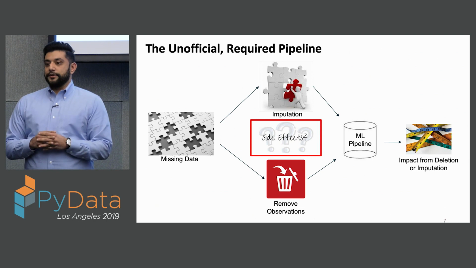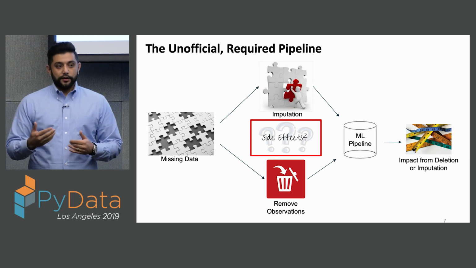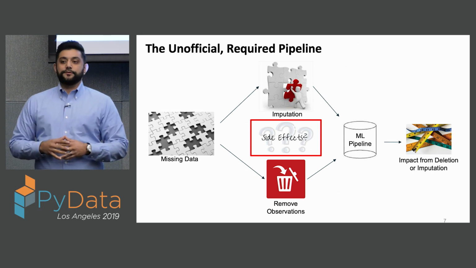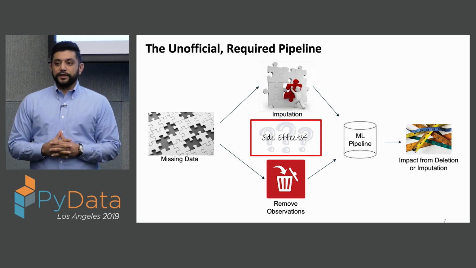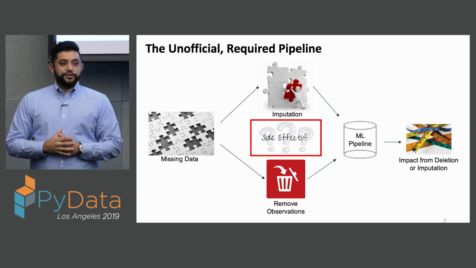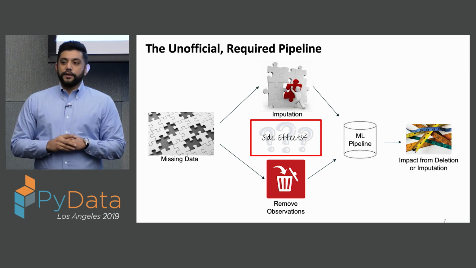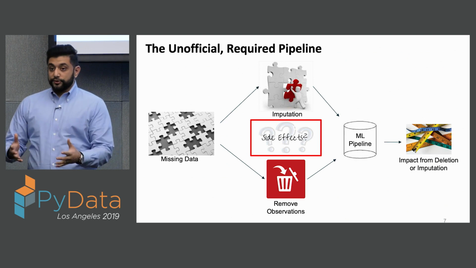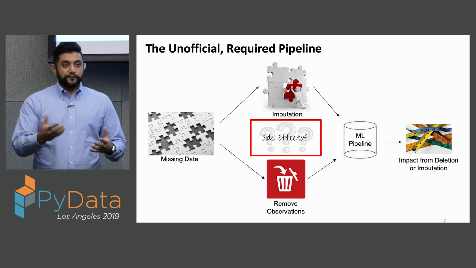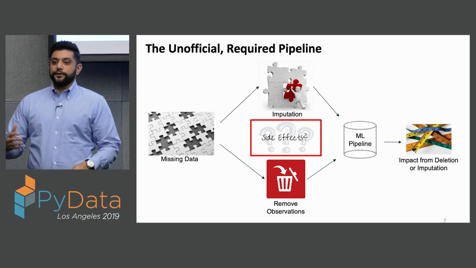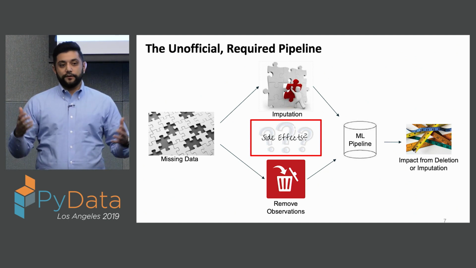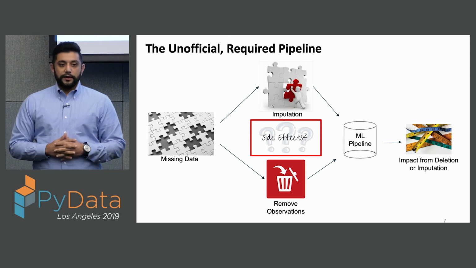And the two most common choices that people make are, well, I'm going to do list-wise deletion. I'm going to remove all the values that have missing observations, and therefore I'll have a full data set that I can run into my machine learning model and get predictions off of. Okay, valid option. Second option is do imputation. Imputation, as many of you know, is the process of filling in missing values using tens and hundreds of different methods or algorithms that you could use for imputation.